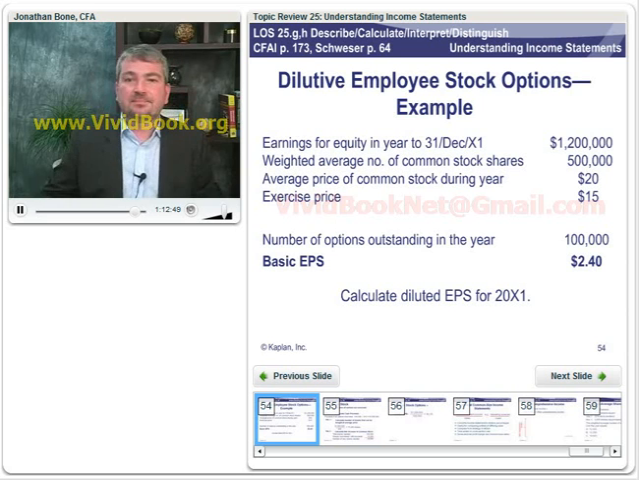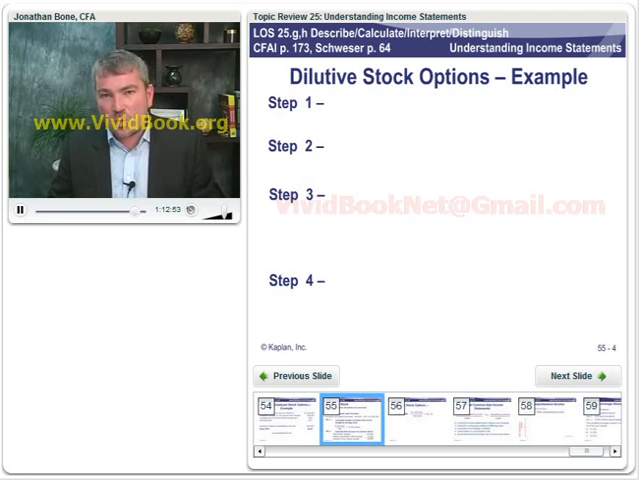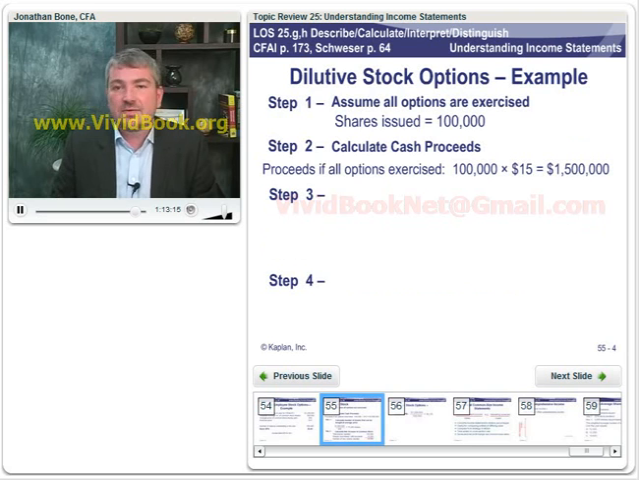So let's calculate it by going through our steps. Step 1, we look at the number of shares that would be created if the options are exercised. We're going to assume one option equals one share, so 100,000. Step 2 moves on and says, what cash would be generated on the exercise? Remember, we take the number of shares times the strike price of $15. So 100,000 times 15, we would raise $1.5 million.